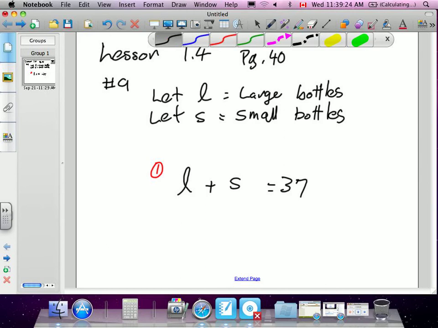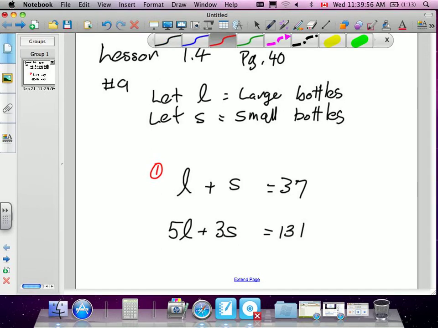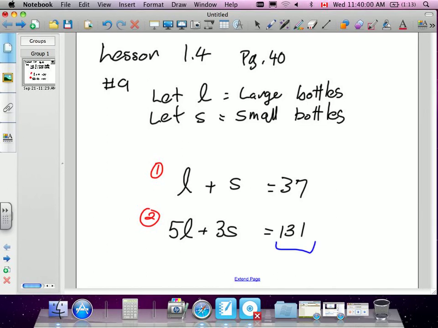Equation 2 says the large bottles sell for $5 each, small for 3, and at the end of one game she has taken in $131. So again, she has taken in $131, so something's going to equal 131. Large bottles sell at $5 each, so that's 5 times each large bottle she sells. And small bottles sell for $3 each, so that's 3 times all of the small bottles she sells. If we multiply 5 by the number of large bottles and 3 by the number of small bottles, we're going to end up with $131. So what I've done is I've set up 2 linear equations to find the point of intersection, which will tell us how many large and how many small bottles she sold.